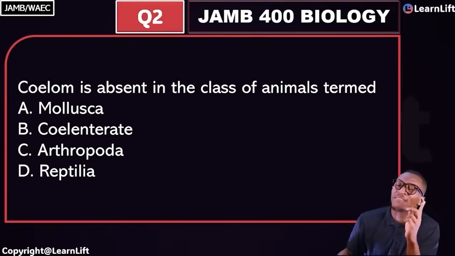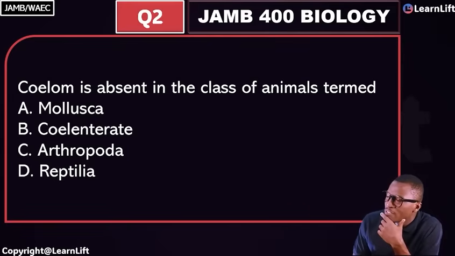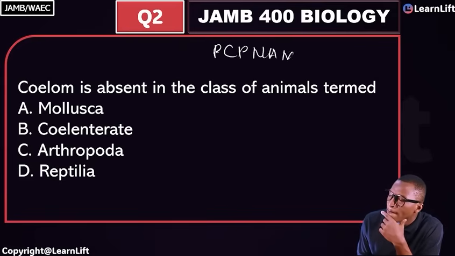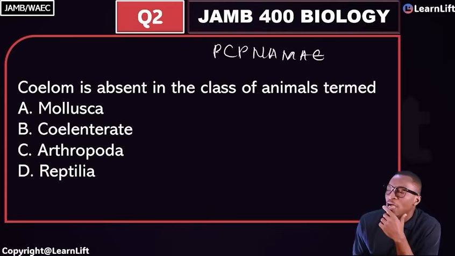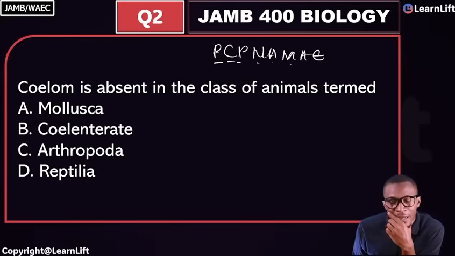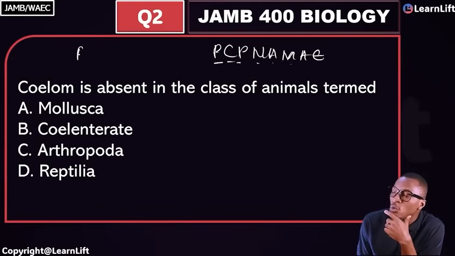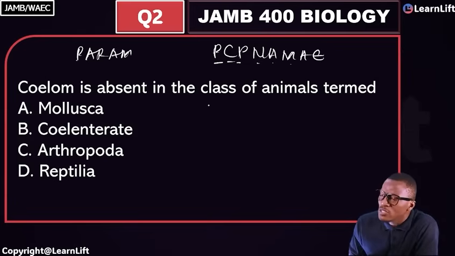Under the invertebrates, we have the PCP Namia. What are the PCP Namia? We have the protozoa, the coelenterata, the platyhelminthes, the nematoda, the annelida, the mollusca, the arthropoda, and the echinodermata. While under the vertebrates, there are 5 classes. We have the pisces, the amphibians, the reptiles, the aves, and the mammals. Now the question says which of these?